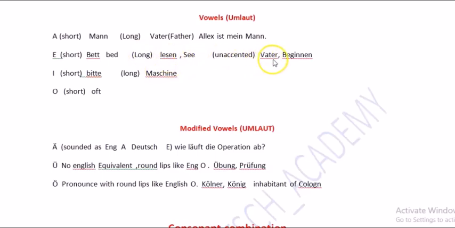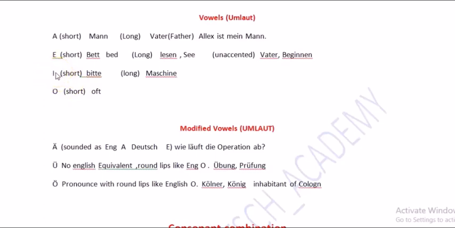And the next, we use it in words like these, but A is not pronounced. For example, we say Vater. In Vater, here A is used but is not pronounced. Beginnen, beginnen. So A is used, but not pronounced. So it is unaccented.